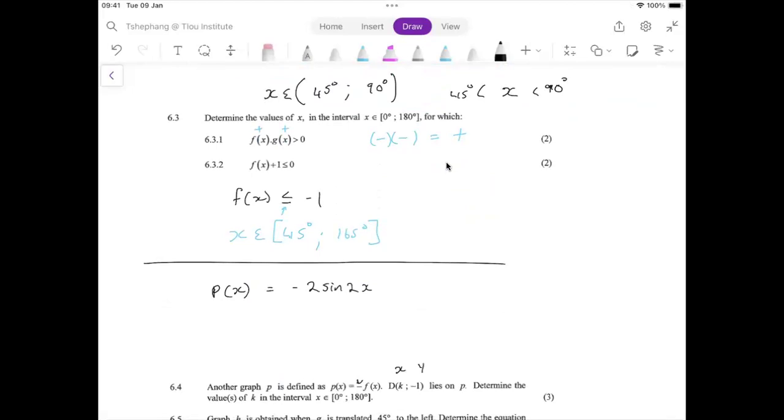But now remember something, that we have to split this up. We can say this is minus 2 sine 2x is equal to minus 1. Or we can say this is 2 sine 2x is equal to positive 1. Because remember, the graph does go in the first quadrant and it does come down to the fourth quadrant.